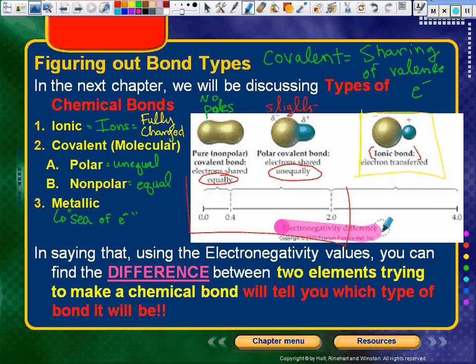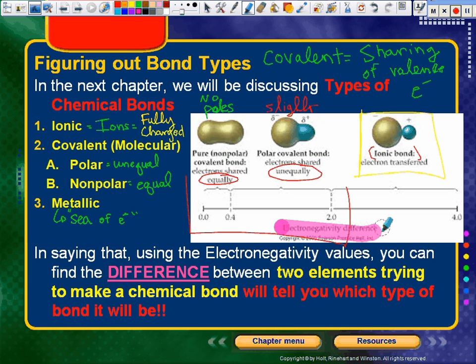Does anybody remember the value that was between fluorine and hydrogen? 1.9. Where would it fall on this scale? Between 0.4 and 2.0. What type of bond was that? Polar covalent. Is that exactly what we said it was? Okay. What was the difference in the hydrogen and hydrogen? Well, notice what? It's 0, between 0 and 0.4. Do you agree that it just looked just like this? Okay. And we're going to get into ionic a little bit later. Okay. All right. So just kind of keep that in mind.